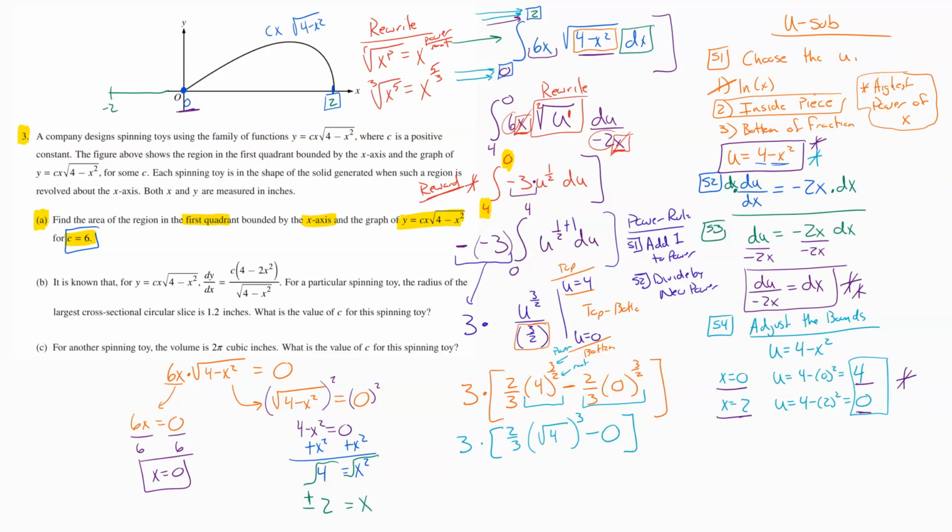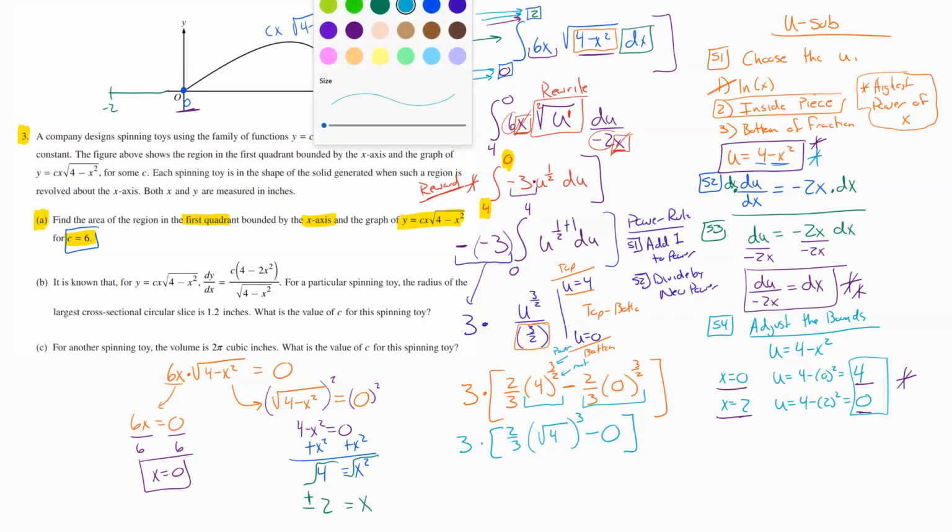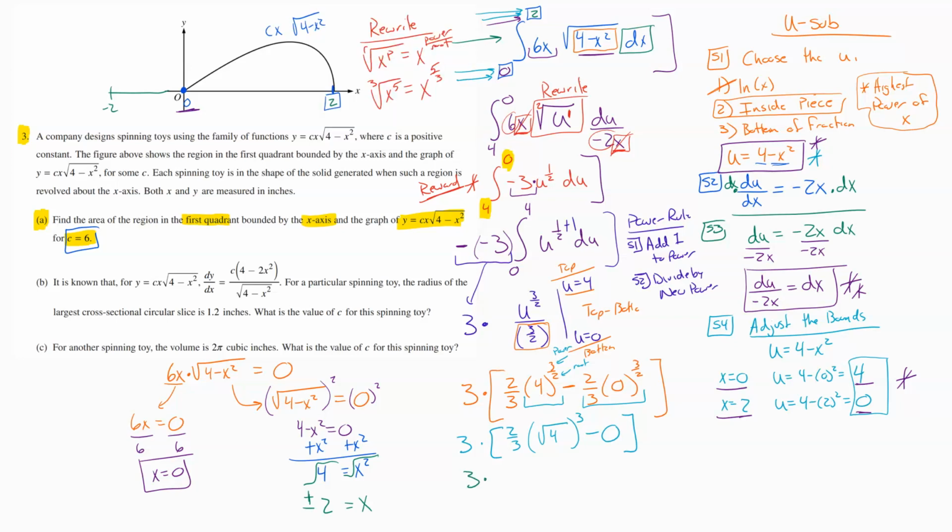So finishing this up, we would have that 3 still sitting out front. We've got our 2/3. The square root of 4 is 2, and then 2 to the 3rd is 8, so then this becomes 8. And now as we finish this up, I've got this 3 and that 3 would cancel. I get 2 times 8 is 16.